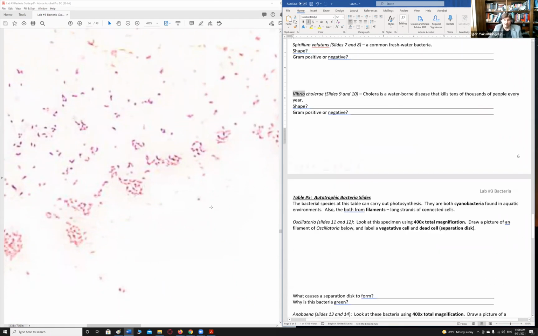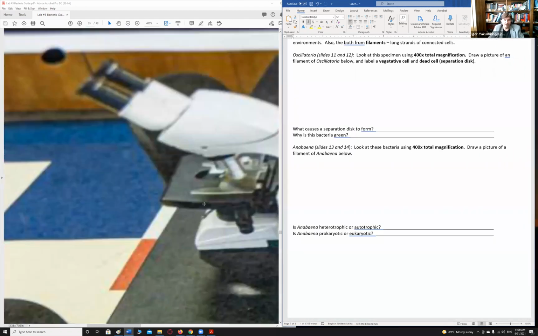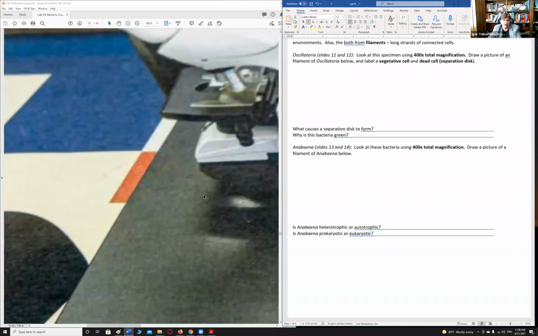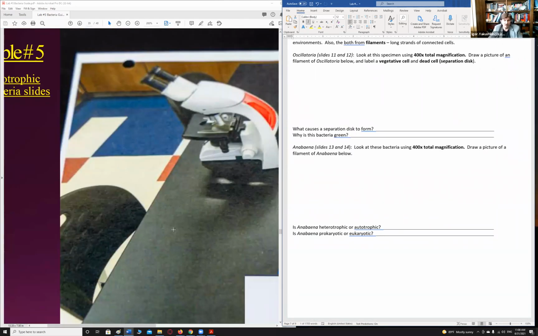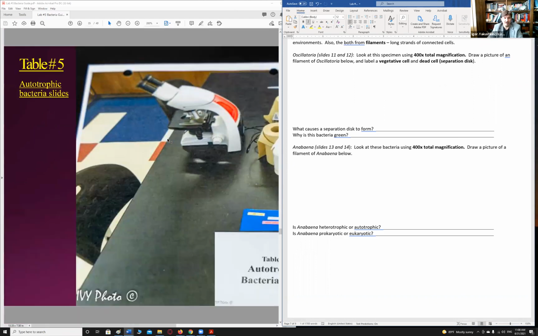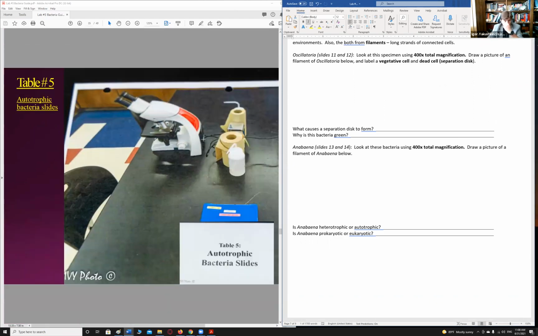Now, autotrophic bacteria. Autotrophic bacteria means what? It will be doing the photosynthesis. One of the most common pigments for the photosynthesis is green, right? So if you'll see bacteria which is green, guess what? Most likely it goes through the photosynthesis because it has the chlorophyll.